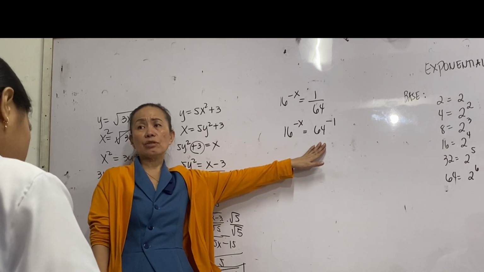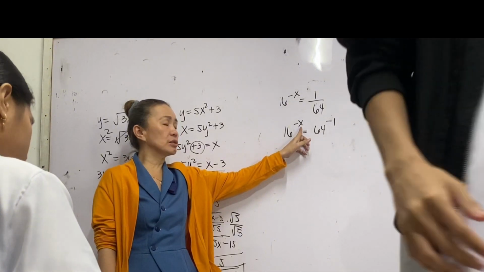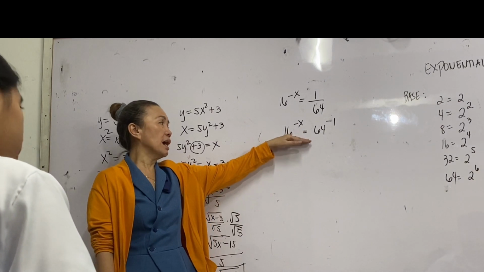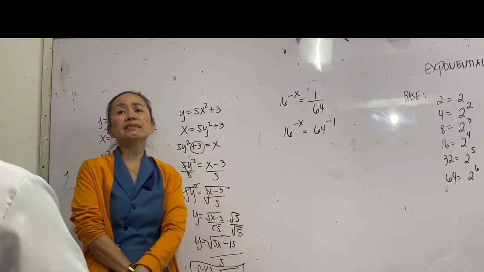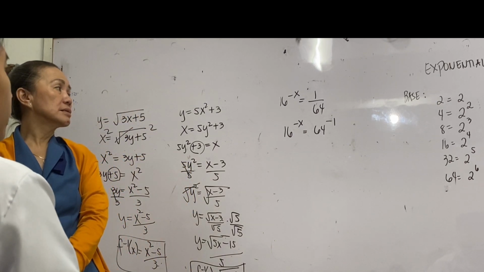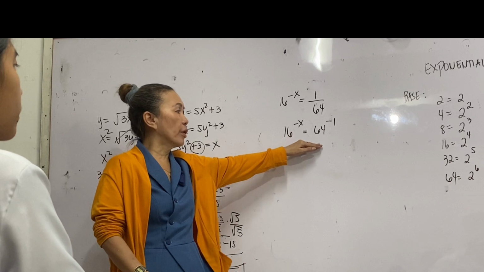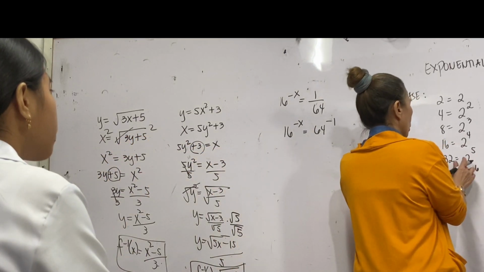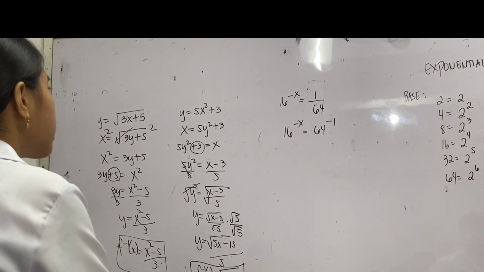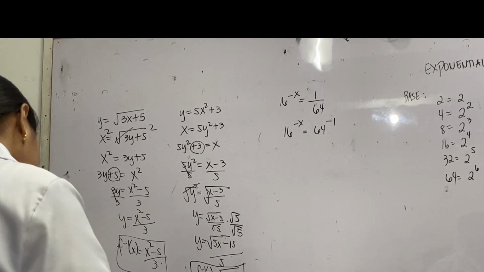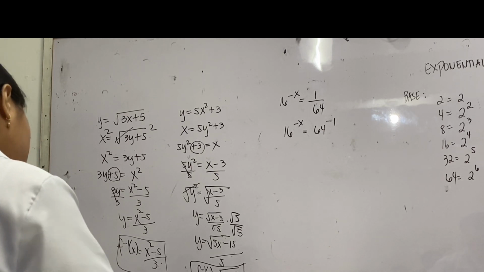Kailangan makancel natin yung base. Kasi daw, nandito yung ating variable x. Para makancel natin yung base, yung 16 at 64, saan sila pwedeng maging magkamukha yung base nila? Pwede po sa 2, pwede rin po sa base 4, na magiging magkamukha yung base. Nagkakaintindihan po ba? So, gawin natin ito sa base 4.